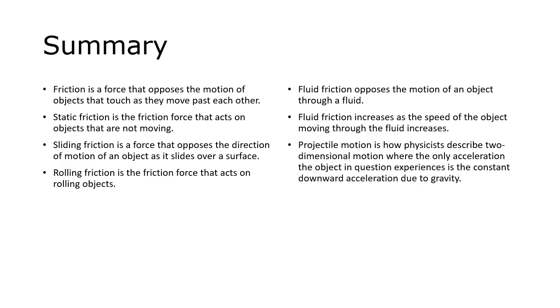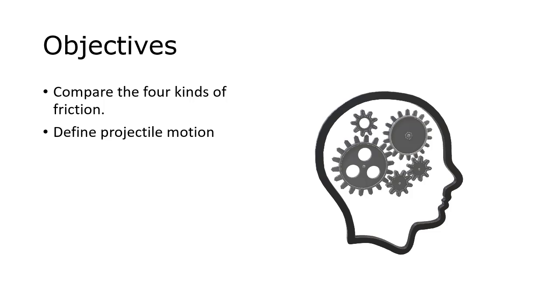Projectile motion is how physicists describe two-dimensional motion, where the only acceleration the object in question experiences is the constant downward acceleration due to gravity. By now, you should be able to compare the four kinds of friction, and define projectile motion.